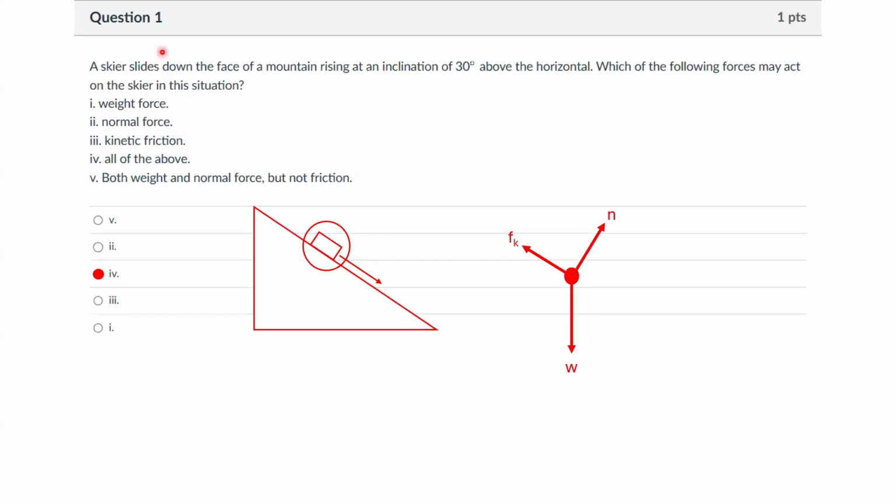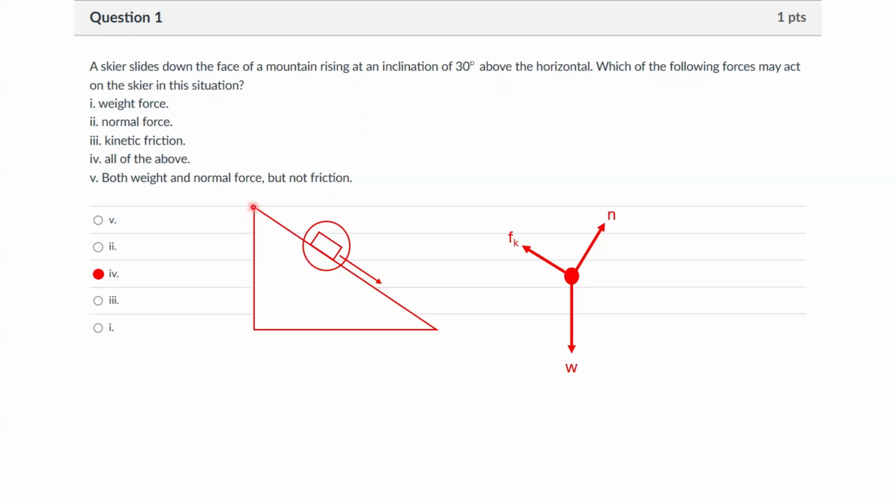So question 1 on quiz 4 says a skier slides down the face of a mountain, rising at an inclination of 30 degrees above the horizontal. Which of the following forces may act on the skier? So to deal with these Newton's laws type problems, just like with kinematics, the first thing that's usually useful is to simply draw a picture of the situation.